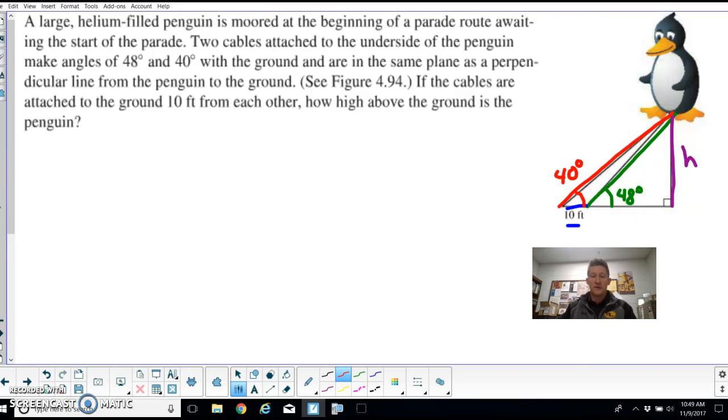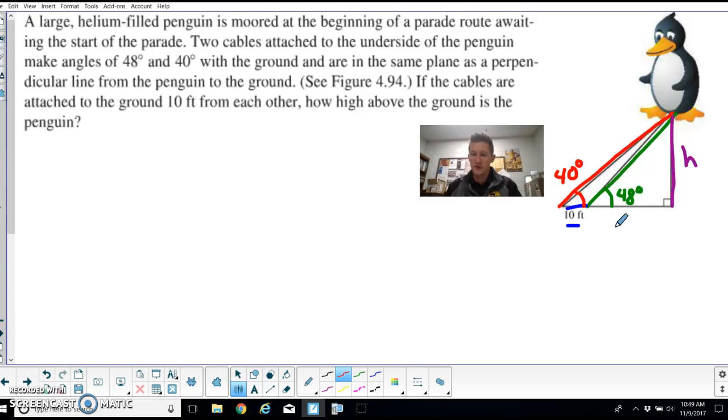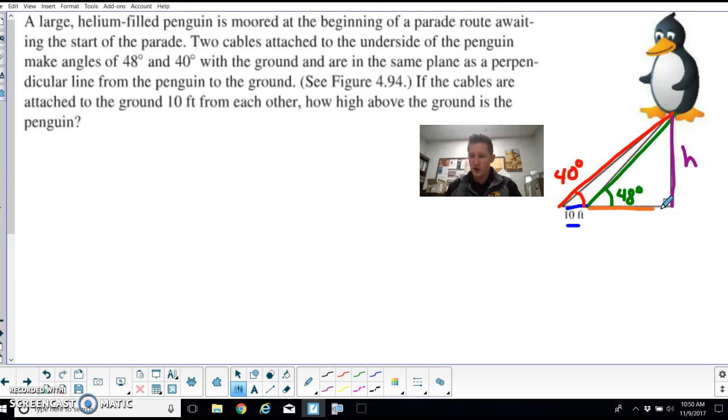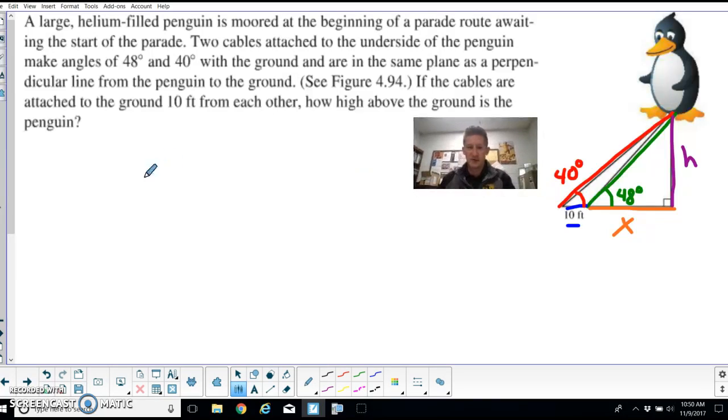Now, how high above is the penguin? Well, one of the problems here is that we don't know what this distance is from, let's see, use orange again, from here to here. I don't know what that is, so I'm going to call that x. Okay. Now, because these triangles share a side, I'm going to use a little bit of system of equation idea here. So I know that I'm working with the opposite side compared to these angles, and I kind of know the adjacent side, so I'm going to use tangent again.